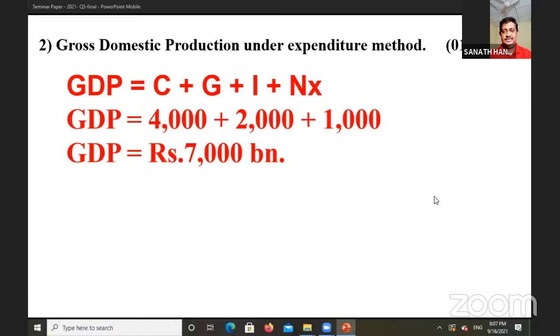Huh? That's the expenditure method. Okay, right. Then income method.